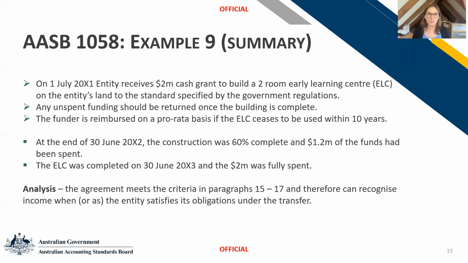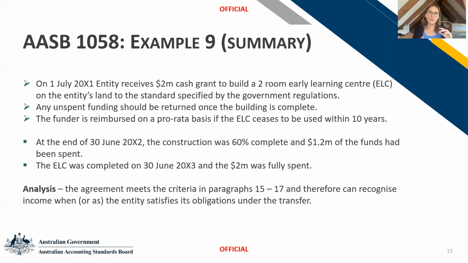The first example is my entity has received $2 million worth of cash, and with that money, they have to build a 2-room early learning centre. It's on, we'll assume I'm the entity, it's on my land, and there are specifications on how that early learning centre has to be set up because we have government regulations about those early learning centres. If I don't spend all of the 2 million, once I've completed my early learning centre, I have to repay the government any excess amount.